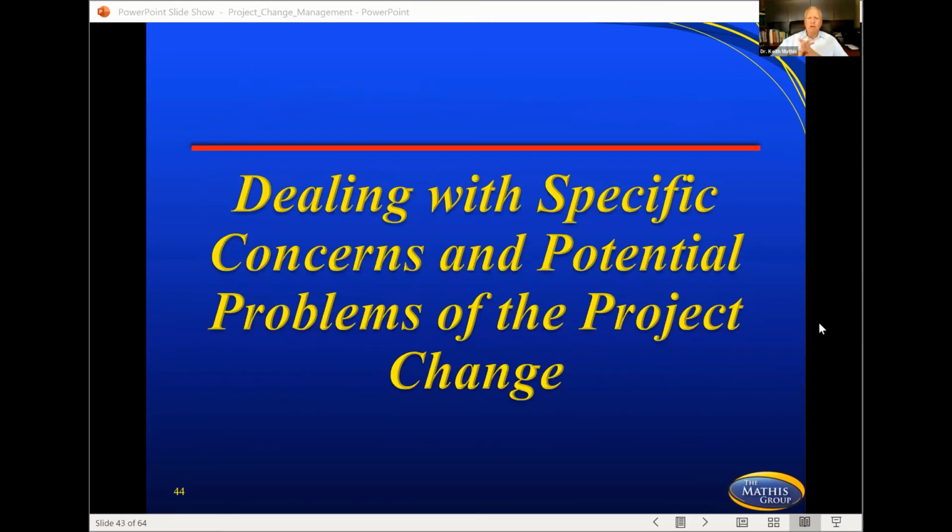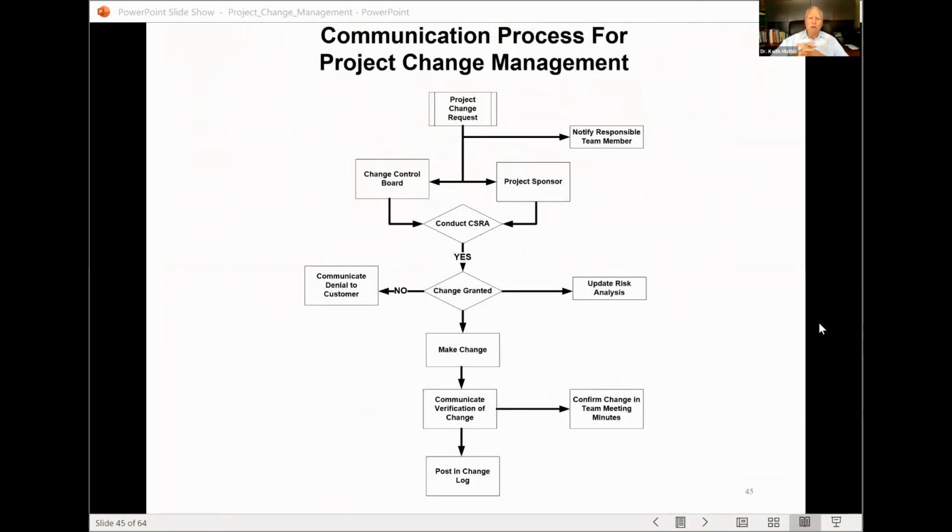Now, let's talk about dealing with specific concerns and problems of the project change. Okay. So one of those is going to be the communication of this. Now, part of that project change request, who we're going to notify, all of that's going to make a huge difference in these type of things, because it's going to play a role in the meetings we're going to have, the justification that we're going to have. Notice the change control board and the sponsor. You're conducting a cost schedule impact analysis. The change is granted. You're communicating. Are you denying it to the customer?